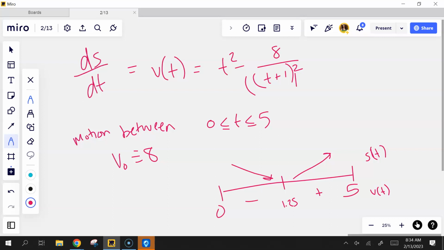Same kind of thing. What happens on the graph of position here at 1.25? Speaking graphically, it's a minimum because the position is decreasing and then increasing. So that'd be a minimum value on position at 1.25. Does that make sense? Do y'all remember?